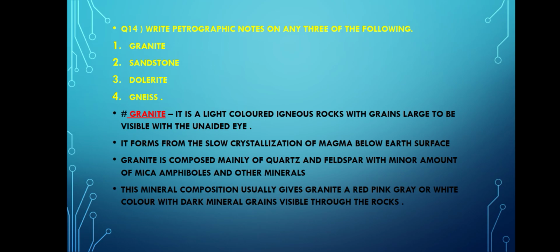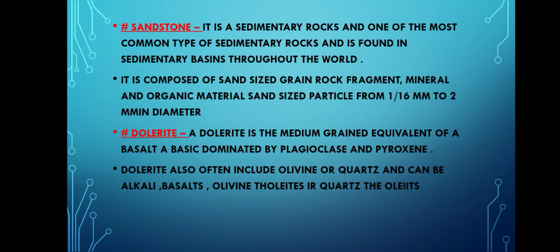Next point, this mineral composition usually gives granite a red, pink, grey or white color with dark mineral grains visible throughout the rock. Now sandstone. It is a sedimentary rock and one of the most common types of sedimentary rocks and is found in sedimentary basins throughout the world. It is composed of sand size grains, rock fragments, minerals and organic materials. Sand size particles range from 1/16 mm to 2 mm in diameter.